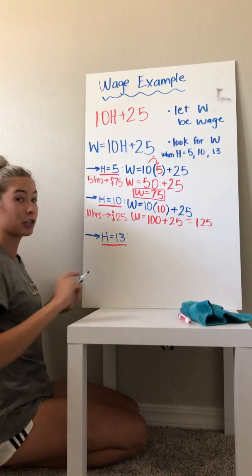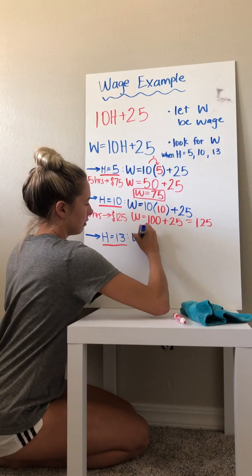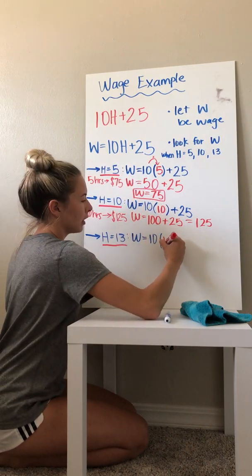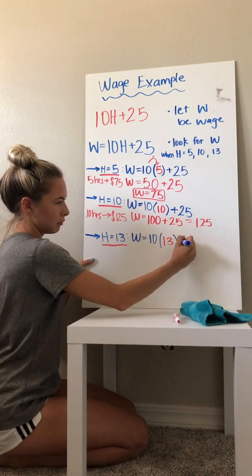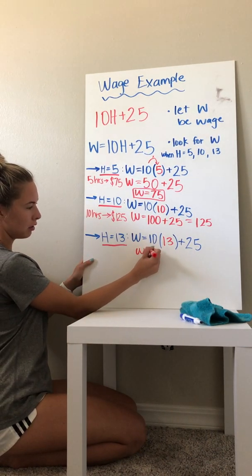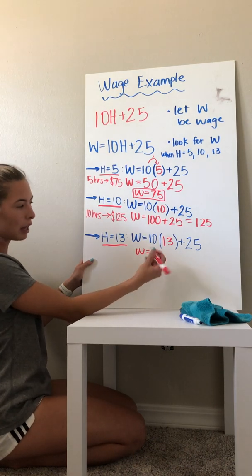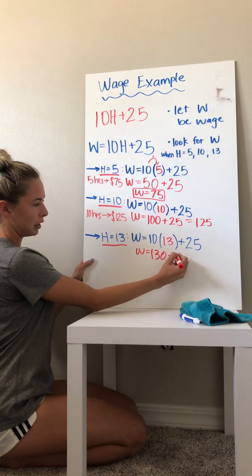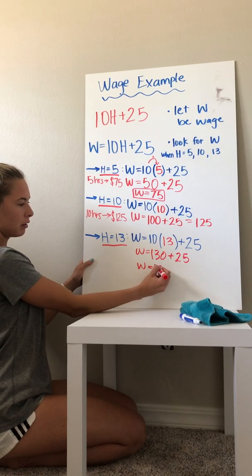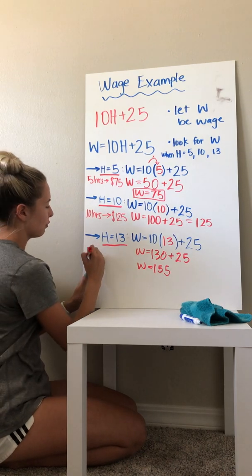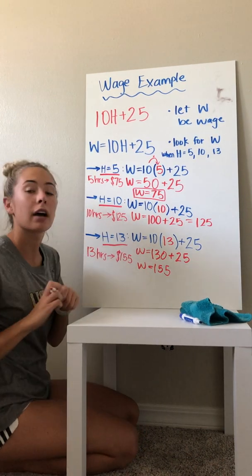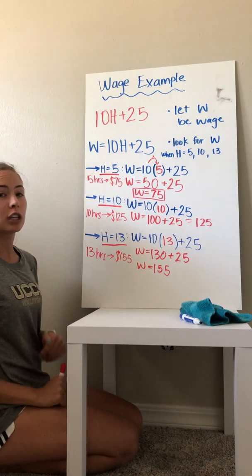Now we're going to look finally at 13 hours. So we have W equals 10. Same thing, wherever there's an H, we're going to plug in 13. And everything stays the same. So we have W equals 10 times 13, so you're distributing that. So we have 130 plus 25. This simplifies to 155. So for 13 hours, a worker would make $155. So this is what the wage example looks like.